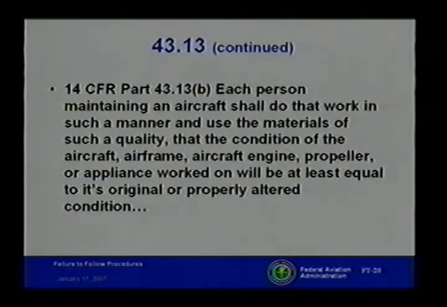Each person maintaining an aircraft shall do that work in such a manner and use the materials of such a quality that the condition of the aircraft, airframe, or the appliance that's being worked on is returned to its original or properly altered condition. This is the regulation that I use when I want to tell people out there in the maintenance field that are not involved with an air carrier or a repair station where they need to go. This is what lets you know that you have to have your torque wrenches calibrated. To me, that's what it says.